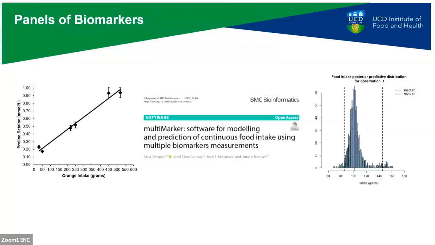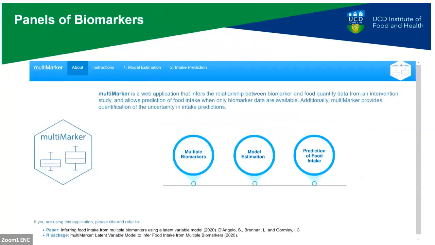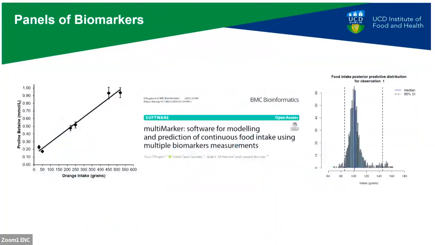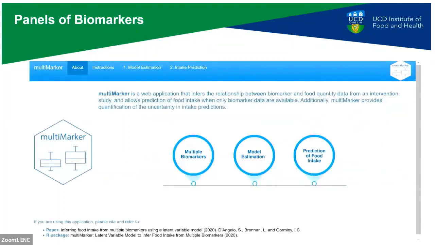Again, we made an R package and a Shiny app, so people can use this and it's freely available. In essence, we have the multiple biomarkers. We model these against the continuous intake of food. We get the model estimation from that. So you can come along with your biomarker data and plug it into the model estimation and get back your predicted intake. What's nice about this is we don't just give you an estimate of intake, but we also give you a confidence interval around that. Again, this is free to use, so please have a look at it.